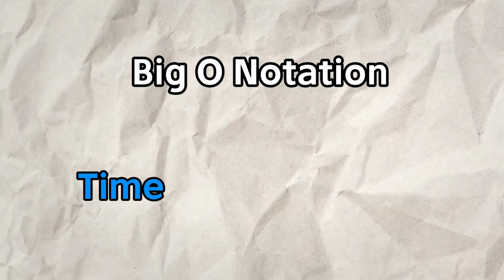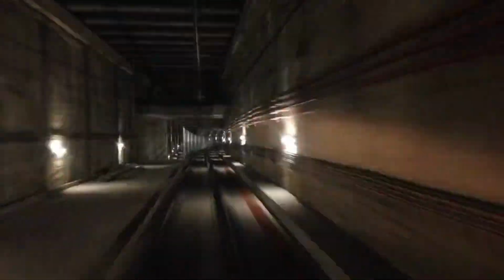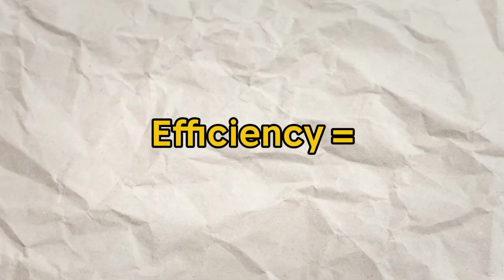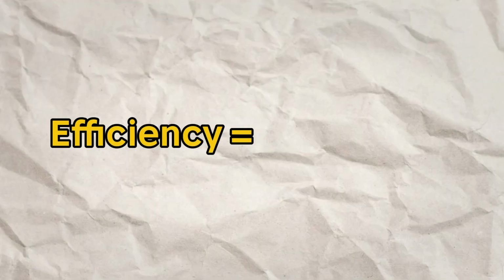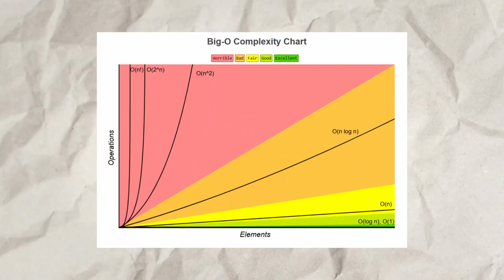So you might be wondering, what is big O notation? Big O notation describes both time and space complexity. Time complexity is a measure of how efficient a program is based on the size of the input. This efficiency is represented by the number of operations that an algorithm performs. For a graphical representation, the x-axis is the size of the input and the y-axis is the number of operations.